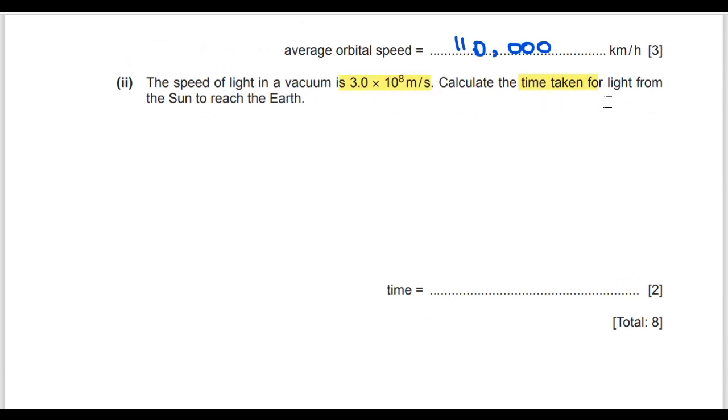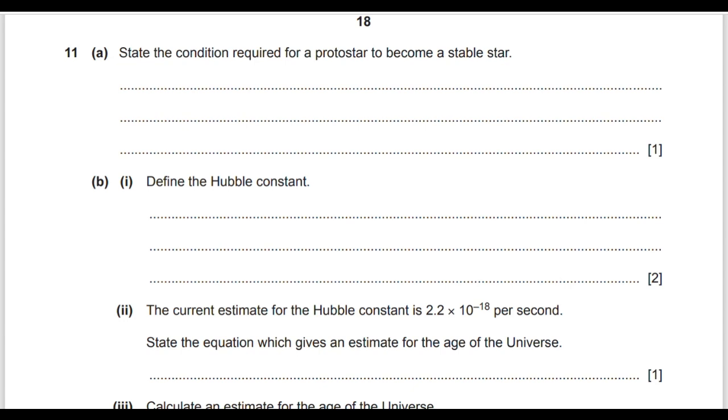Second part says the speed of light in vacuum is 3 into 10 raised to power 8. Calculate the time taken for light from the sun to reach the earth. To get the time, the formula is distance over speed. So the distance is already given by the question in the first part, which was 1.5 into 10 raised to power 11, and you're going to divide it by 3 into 10 raised to power 8, so the time is 500 seconds.